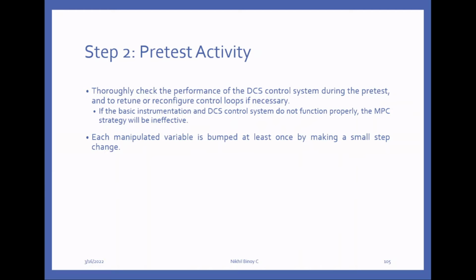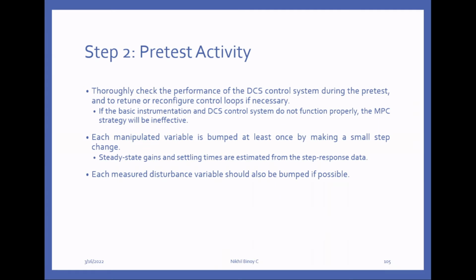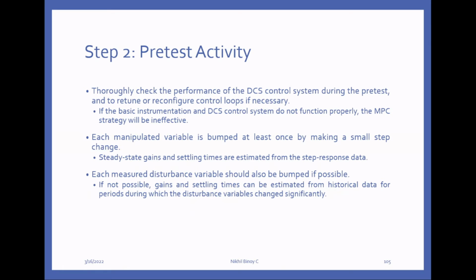So for the purpose, each manipulated variable is bumped at least once by making a small step change. Provide a small step change to each manipulating variable. Then by using that, the steady state gains and settling times are estimated. Each measured disturbance variable is also bumped if possible, because we have to know the steady state gain towards the measured disturbance.